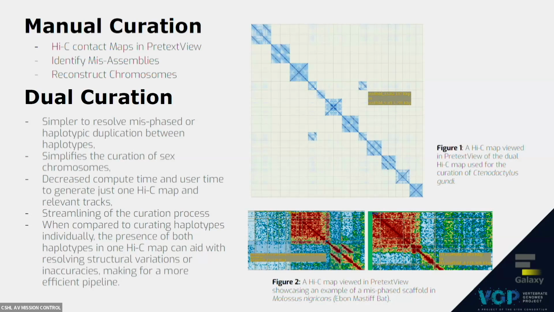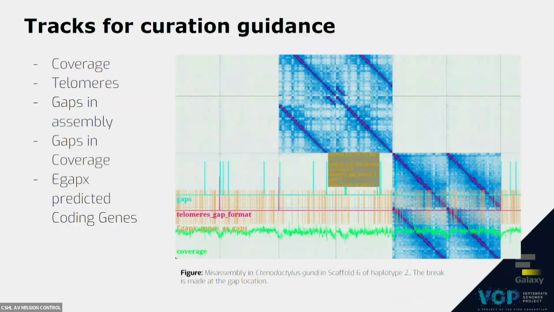And we're using PretextView, which is a software outside of Galaxy, to move around the pieces and reassemble clean chromosomes. So in Galaxy, what we're doing is producing this Hi-C map and adding a set of evidence to the map that helps provide context information about the genome. So we have coverage information, telomeres, gaps, and gene annotation. And it's useful for several use cases.